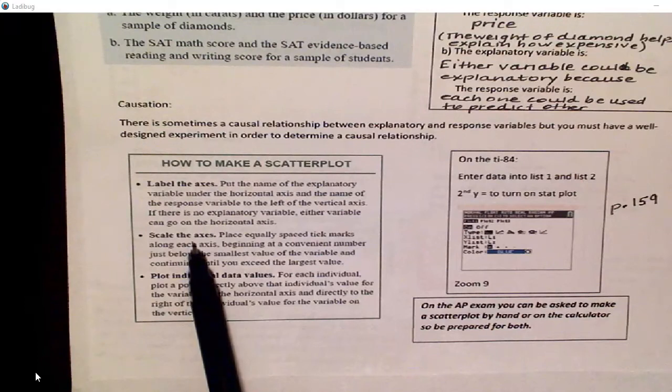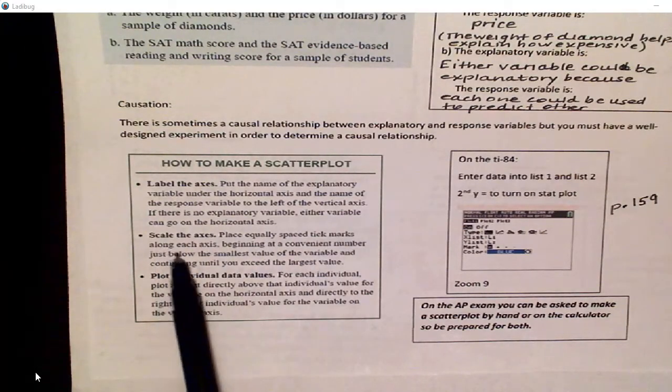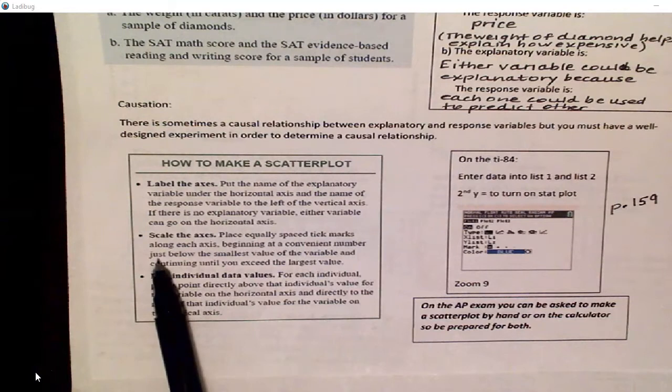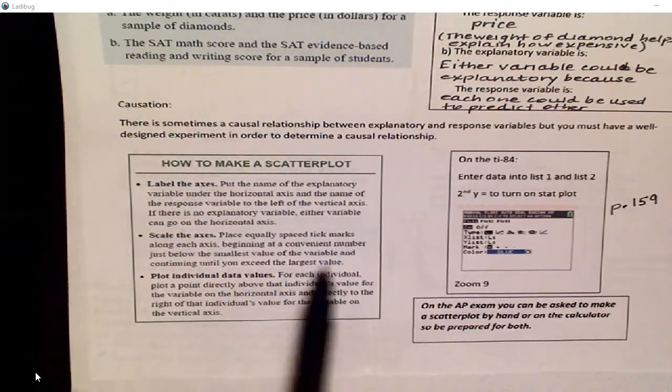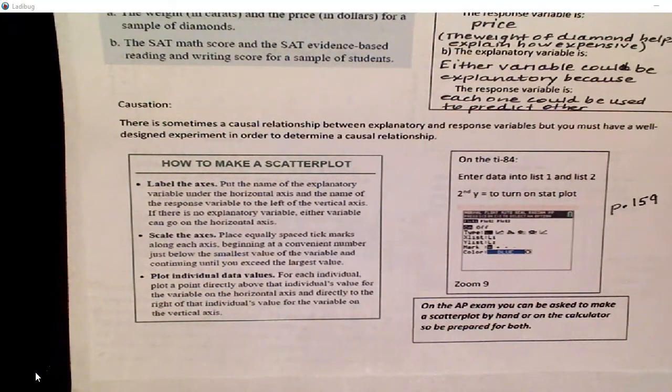Make sure to scale the axis, place equally spaced tick marks, beginning at a convenient number below the smallest value, so you don't have to start at 0. And then you also want to continue to exceed the largest. Make sure that you plot individual data values for each individual. Obviously, you're going to have two numbers, and then you just plot them as a point.